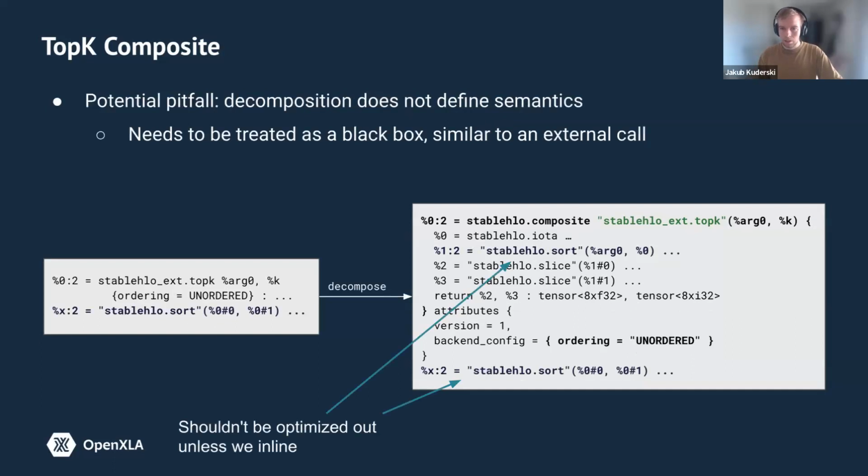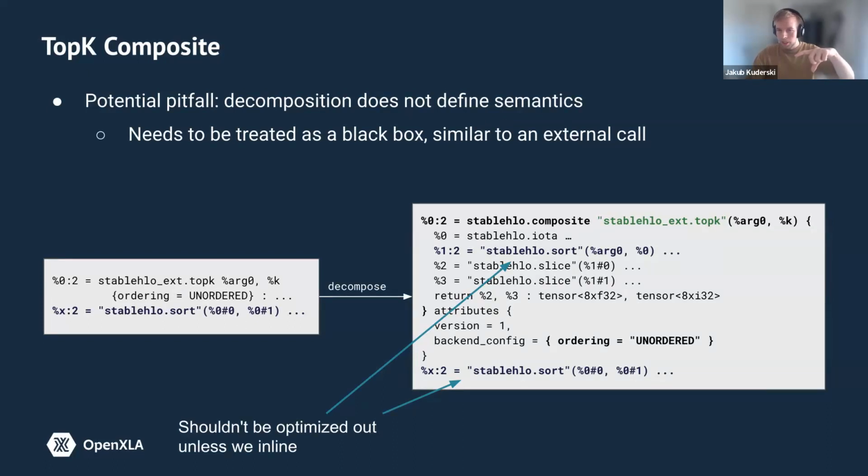And here, I think it also shows one property of composite ops, which is that the body of a composite op doesn't define the semantics. The semantics have to be defined by the dialect that introduces the op. So, for example, we could have a spec for StableHLO ext that defines exactly what TopK means, what the semantics and constraints are. But we cannot rely on the definition in the region for its semantics.